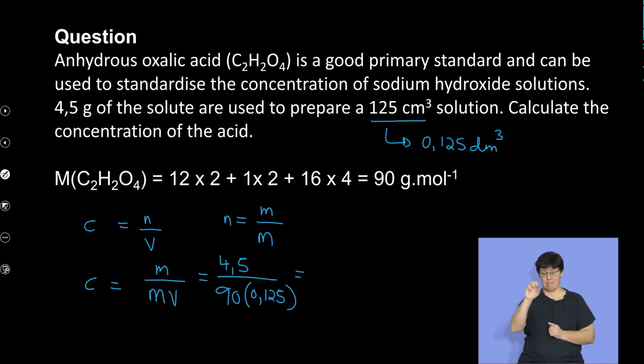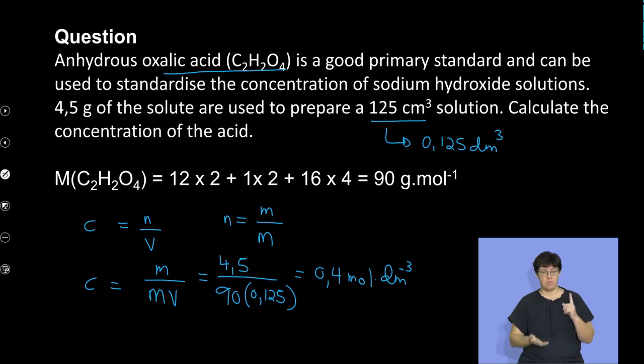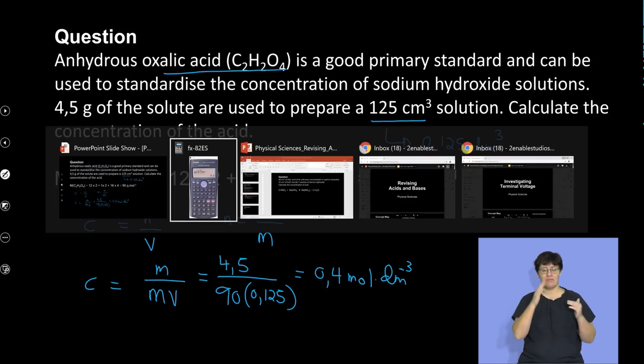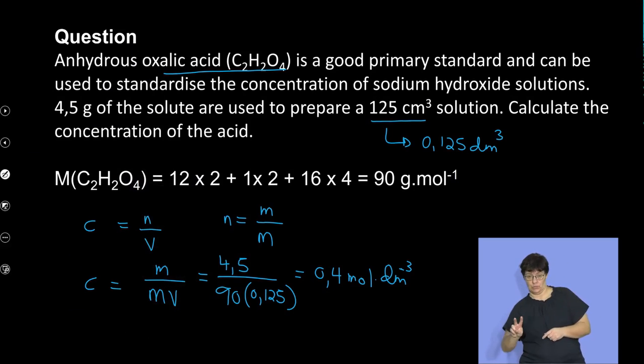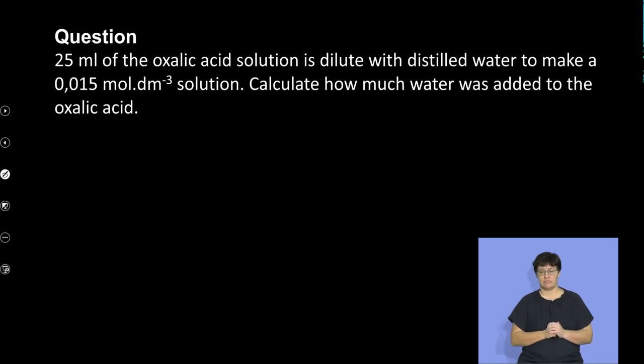So the concentration of this oxalic acid is 0.4 moles per cubic decimeter. So that's how we determine the concentration. Be careful when you use the calculator. In some cases, it will give you the answer as a fraction. You are able to convert that to a decimal fraction, in terms of 2 decimal places. Very, very important. Okay, and then the follow-up question says 25 mils, that's the volume of acid.